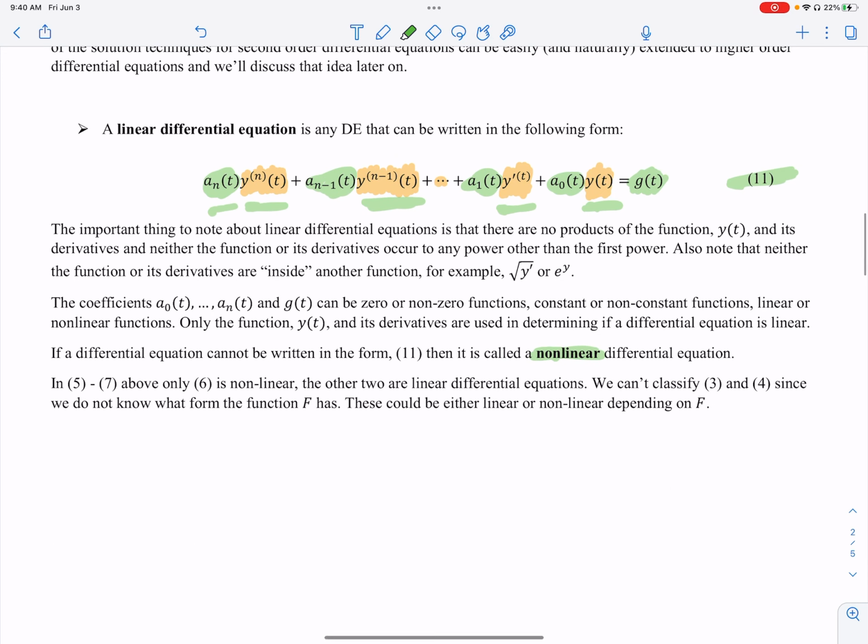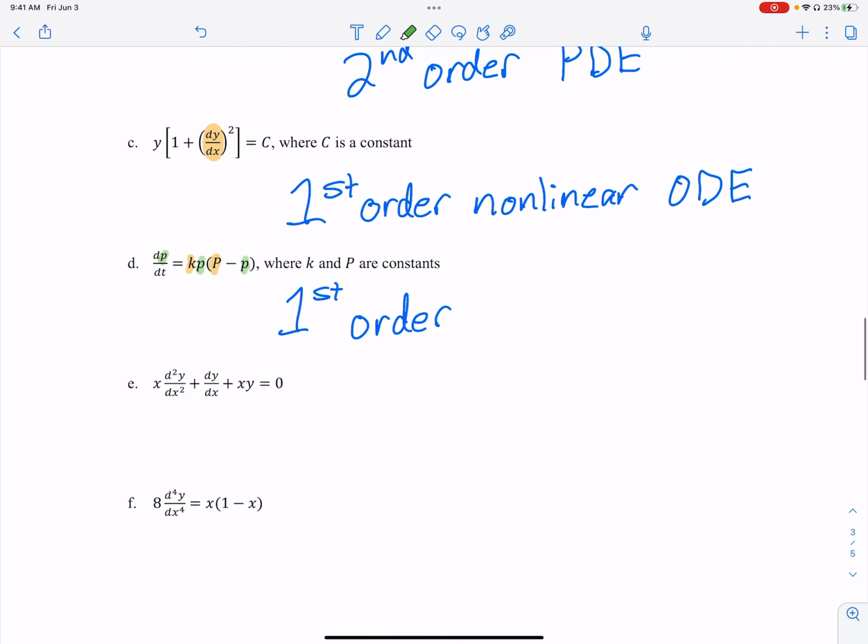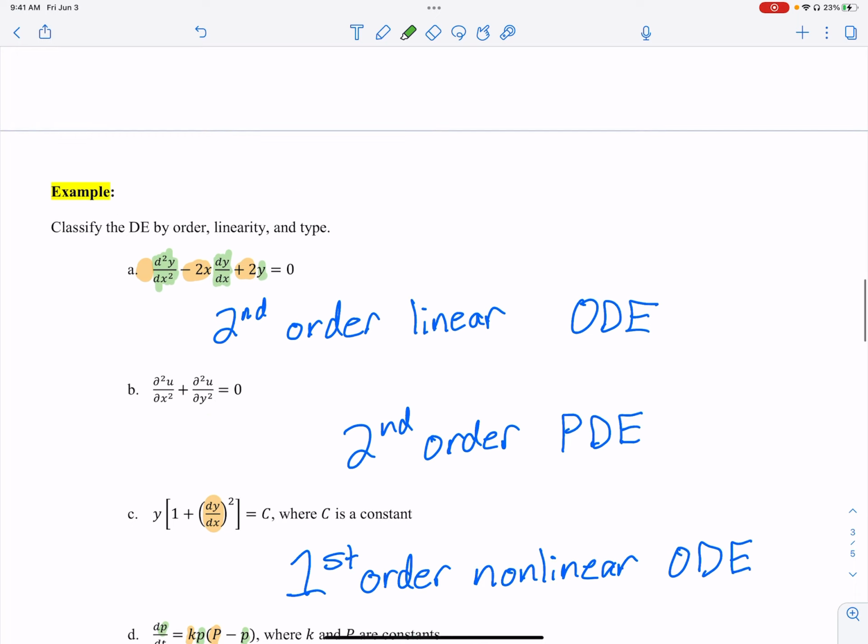It can be multiplied by something else, like some other function of t, but the derivative can't be taken to a power. It can't be the square root, right? Here are some examples of what y could not be taken to, or even the derivative. I can't have anything like that. So if I'm looking down here at D, there's another thing we need to point out as well with that derivative.